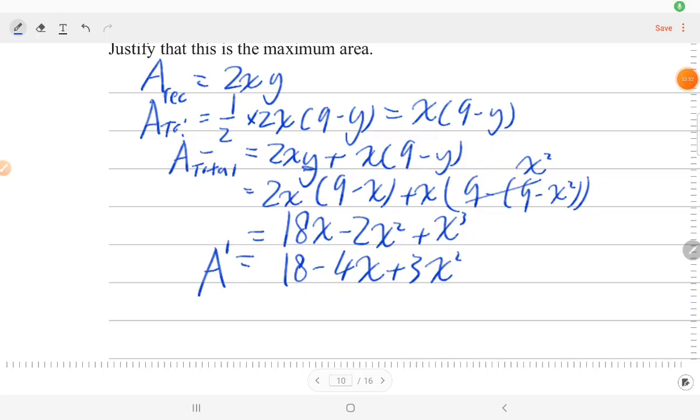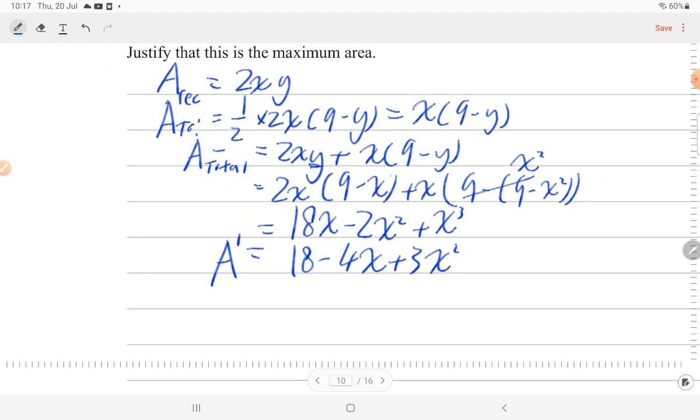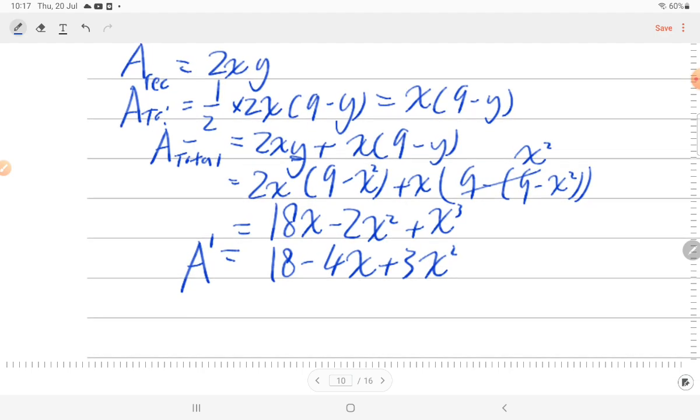Apologies, I am back. It appears I made a mistake. So when I substituted, I forgot to have this x squared. This is why you always check your working. So 18x take away x cubed. Let's do this. So A is equal to 18x take away x cubed.